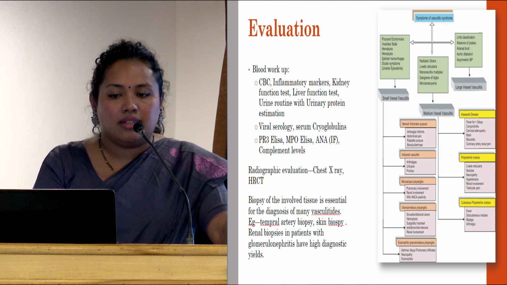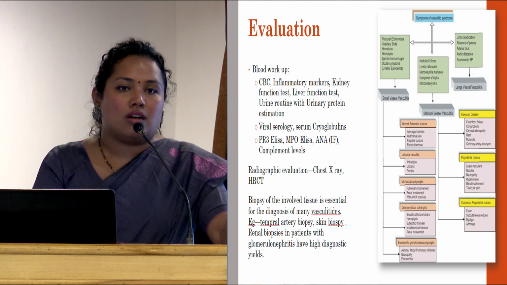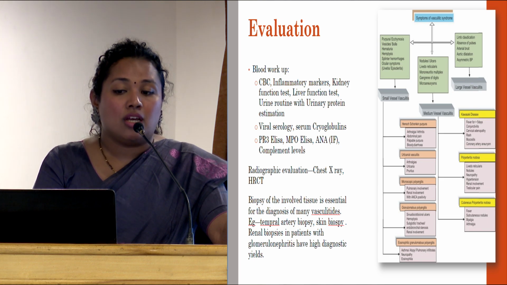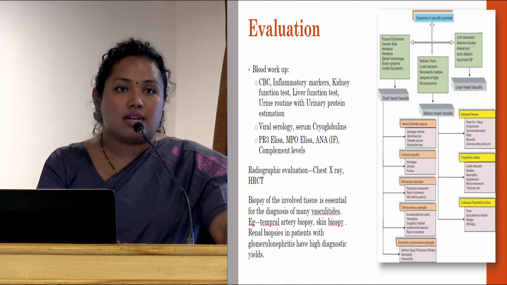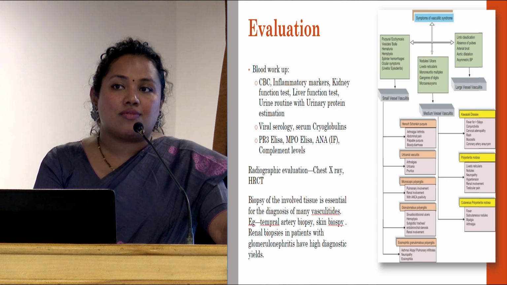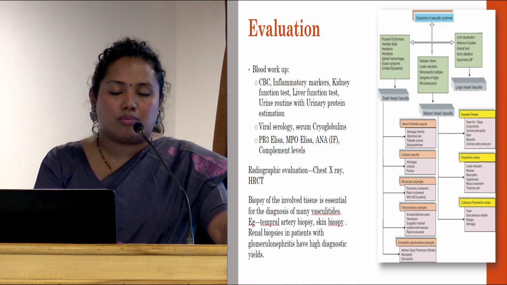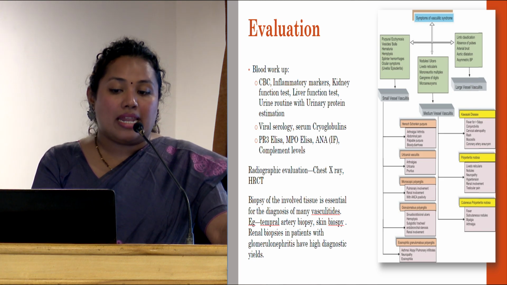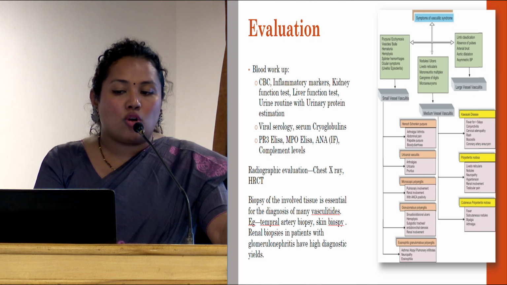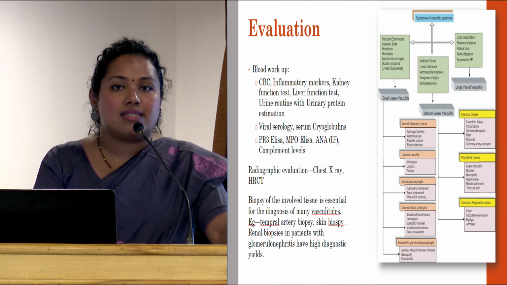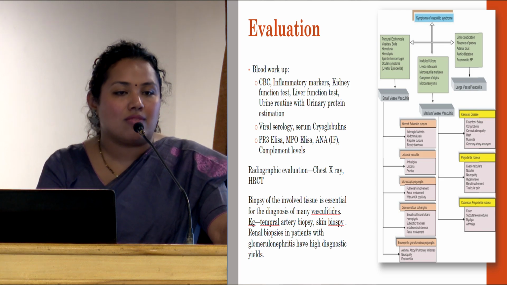which are usually elevated. Complete blood count will usually have neutrophilia. Kidney function test may be altered, liver function test. Urine routine, urine protein estimation is done. Viral serology, as we have seen that some of these vasculitis are closely associated with viral positivity like hepatitis C and hepatitis B. Serum cryoglobulin levels, specific antibodies like PR3 ELISA and MPO ELISA is done, or ANA IF with complement levels is done if there is a suspicion of small vessel vasculitis.